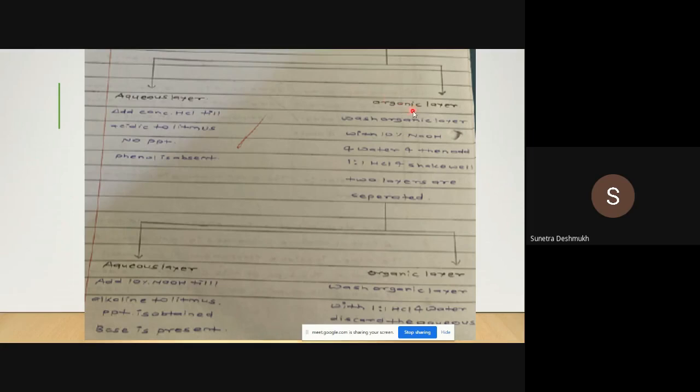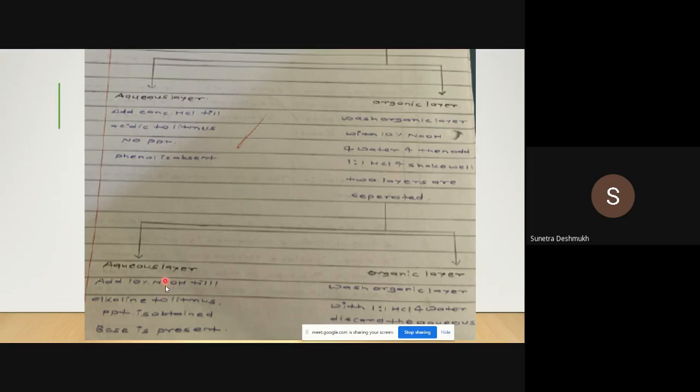Again we have our organic layer still in our separating funnel, to check whether base is present or not. To check the base, we first have to form the salt of that base, so we will add HCl. After addition of HCl, if an NH2 group is present, that means aniline is present, NH2 will pick up a proton from the HCl and form the NH3 plus salt. NH3 plus is soluble in water, so it comes into the aqueous layer.